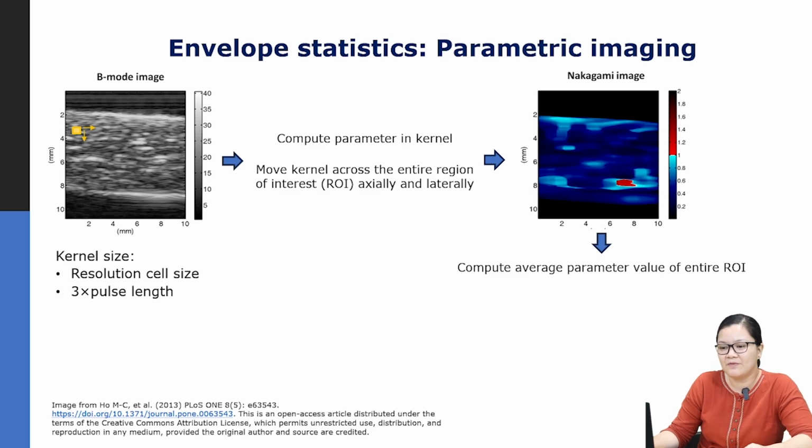And that value gets registered into a pixel in the Nakagami image. So this is what a complete Nakagami image looks like. This is based off of the M parameter. Now one can also compute the average parameter value of the entire region of interest and report that. So that is also being done in the literature.